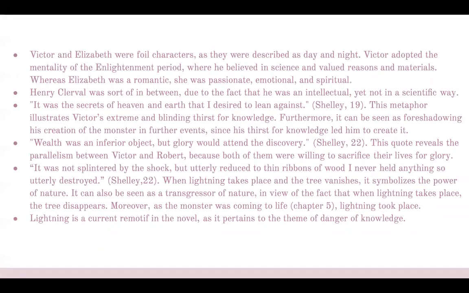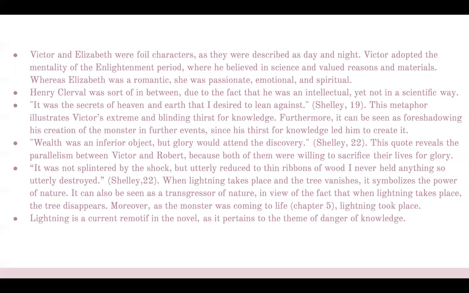Basically, the analysis. Victor and Elizabeth were foils, as they were described as day and night. Victor adopted the mentality of the Enlightenment period, as I previously mentioned, where he believed in science and valued reason and materials, whereas Elizabeth was romantic and she was passionate about emotion and spirit. She was passionate, emotional, and spiritual as well. And Henry Clerval was sort of in between, due to the fact that he was an intellectual, yet not in a scientific way. So basically, he cherished learning. However, he wasn't scientific in the way that Victor was.